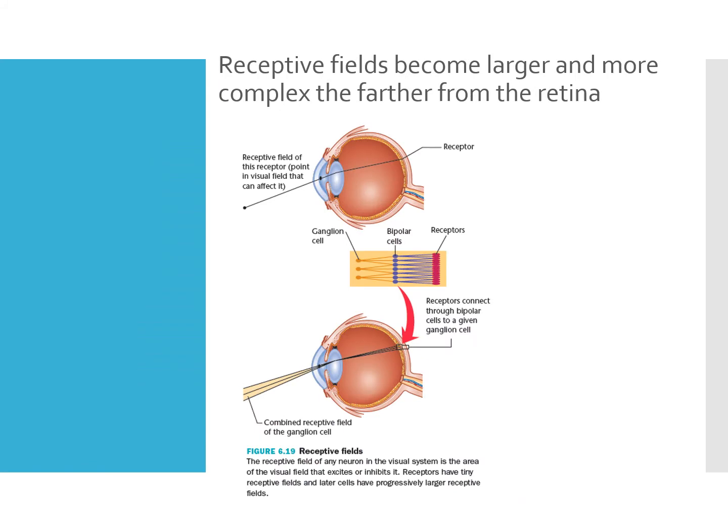And as I mentioned, if there's more convergence, we're going to have larger receptive fields. Receptive fields are going to become larger and more complex the farther we get from the retina. So right now we're talking about the retinal ganglion cells having the center surround receptive fields. And I didn't really read what was at the top of the screen on the last slide, but we're going to see those same center surround receptive fields in the lateral geniculate nucleus.